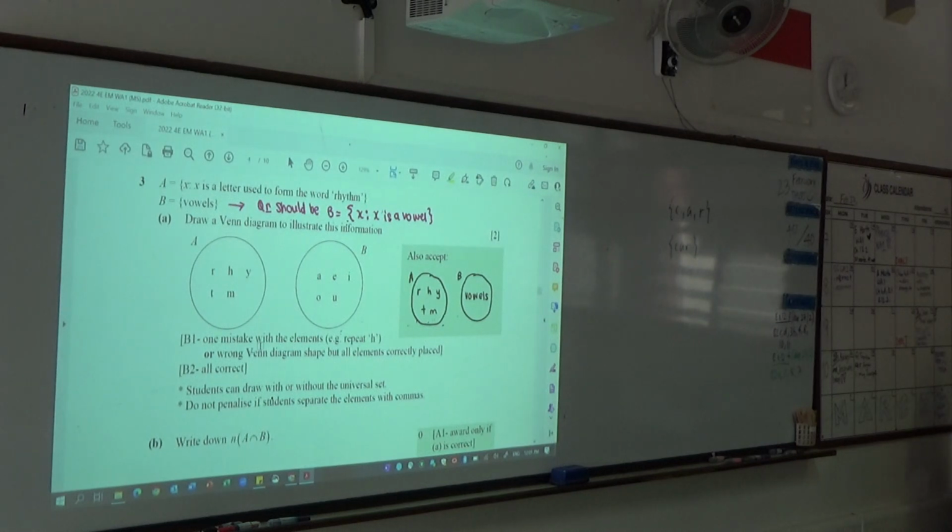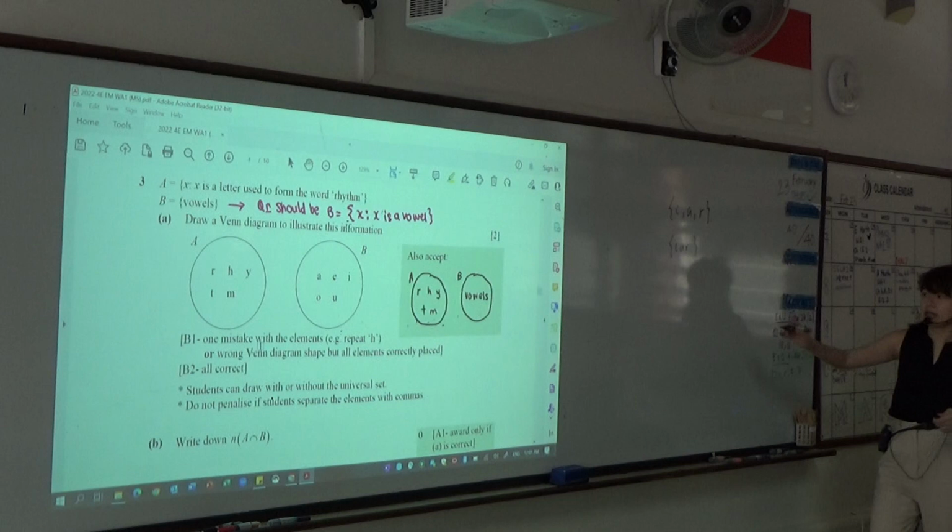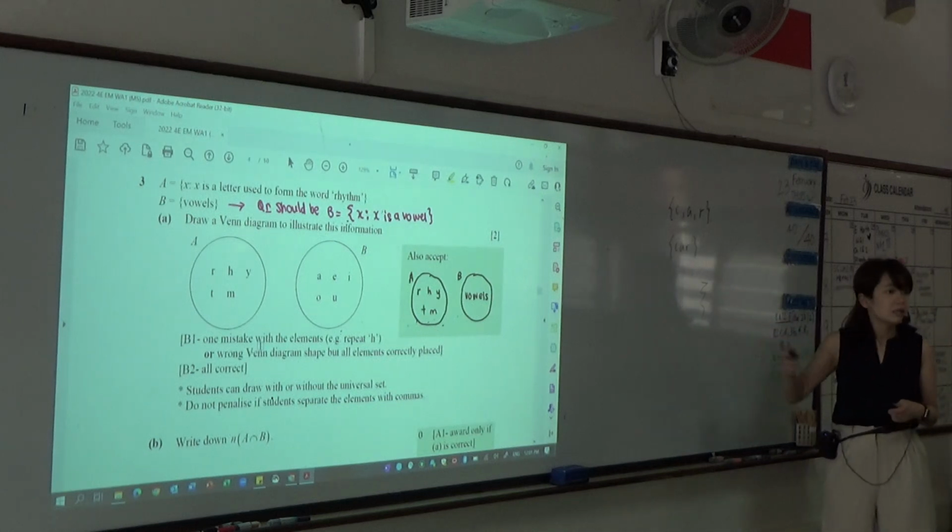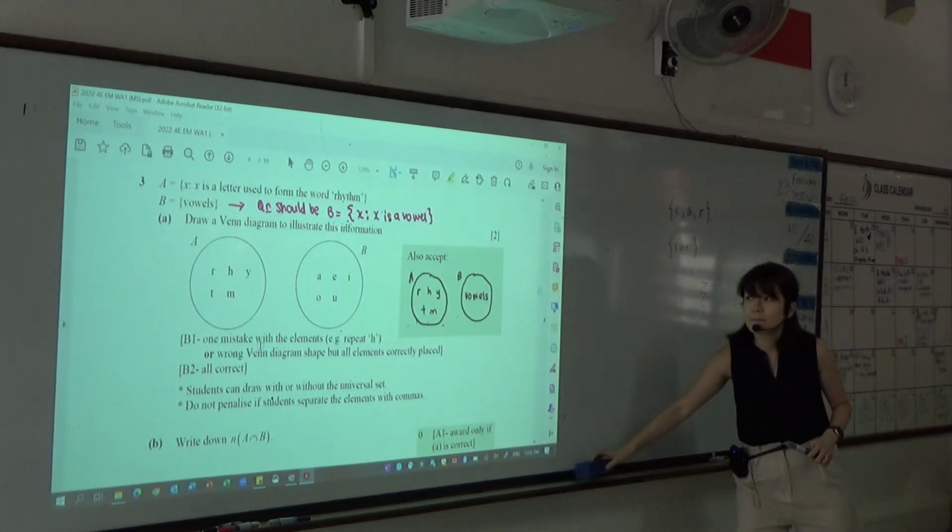Any questions? Okay. So the biggest problem was to recognize A as the universal set, which was not supposed to be interpreted that way at all. If it's a universal set, then you will definitely see the notation of the universal symbol.